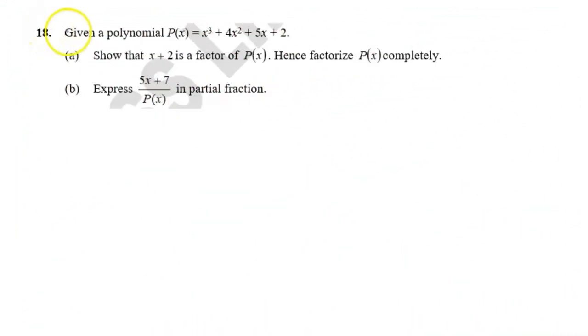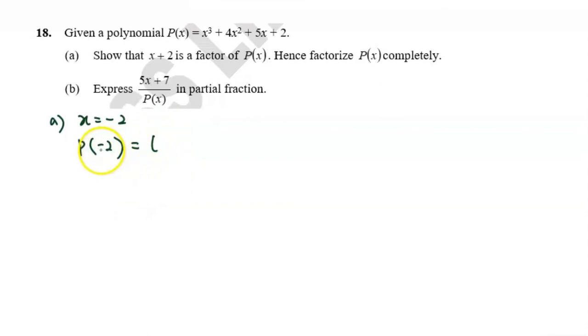For question 18, given a polynomial, question A: show that x plus 2 is a factor, hence factorize this polynomial completely. From x plus 2, we can get x equals to negative 2. When you want to show that x plus 2 is a factor, we will substitute the value of negative 2 into the polynomial, and here we cannot write equals to 0. We must calculate until we get 0. So that is the method of showing.